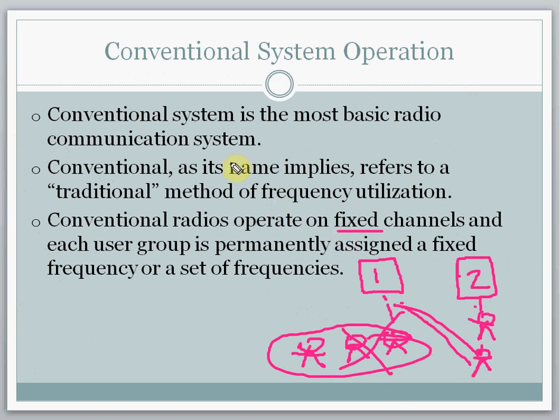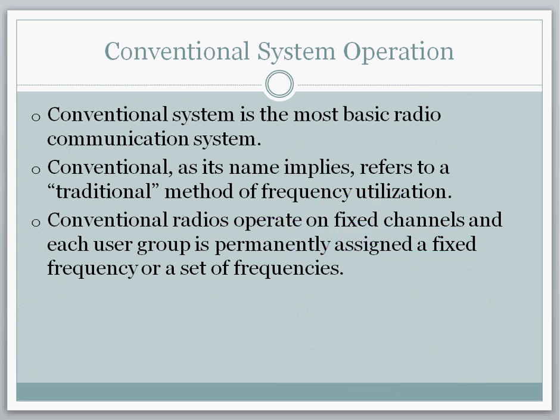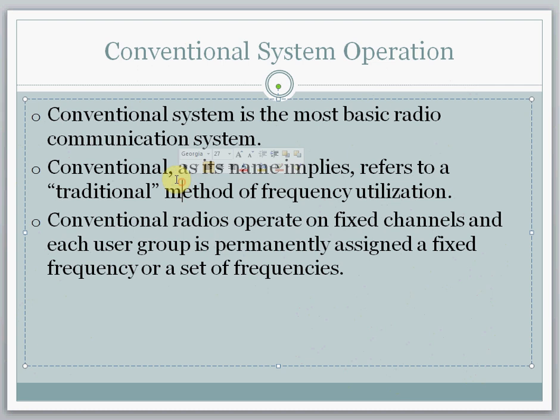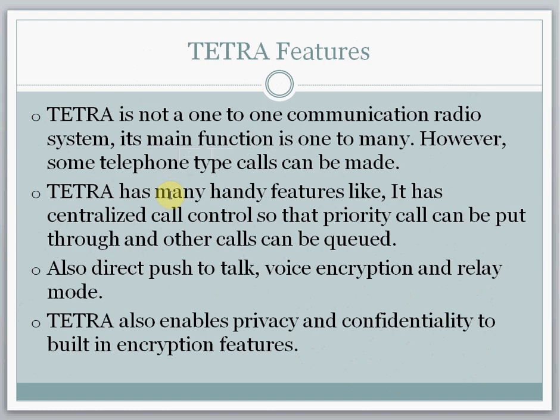But in the conventional system, it is fixed, and permanently we are assigning it to the particular talk group. This is the difference between the trunk and conventional system. Now we will move to the next slide. We will discuss some features of Tetra also. So this is our next slide, and here we are going to discuss the features of Tetra.